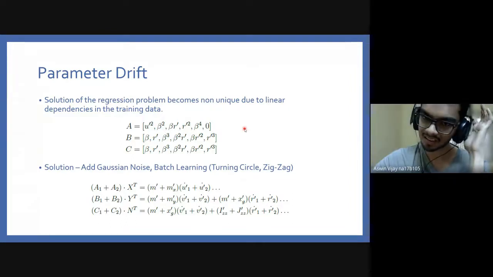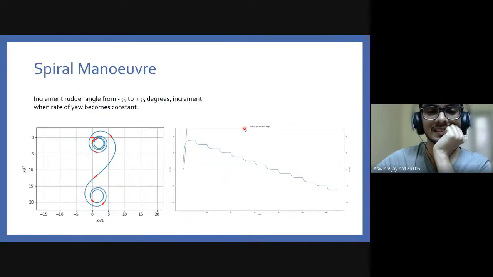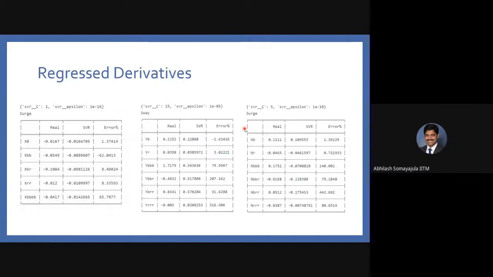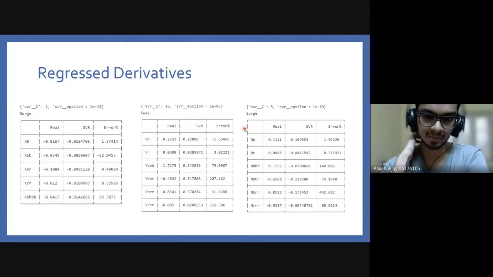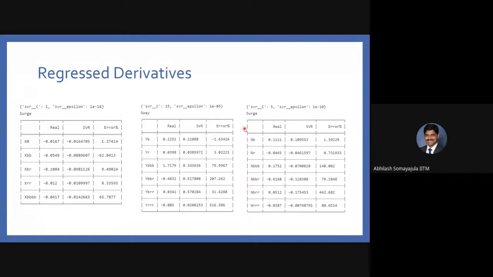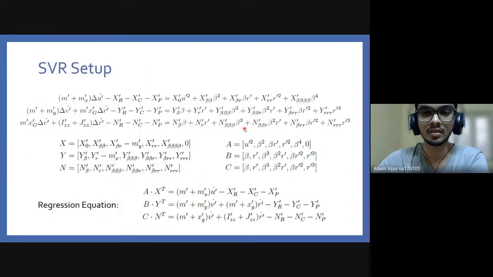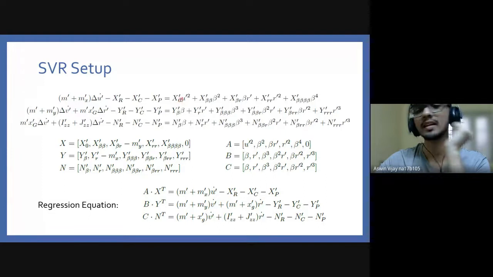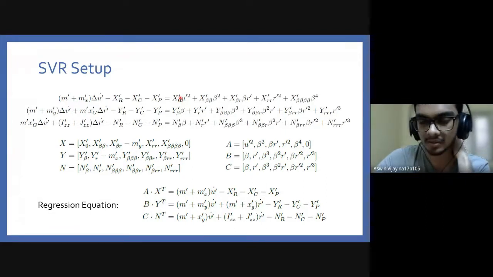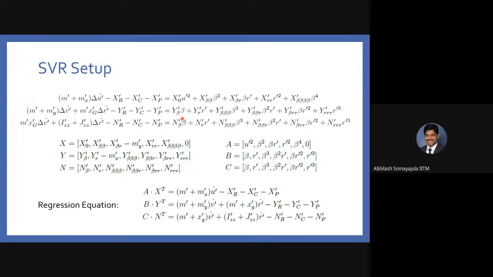What I think is that because beta and r are related so highly, it's going to be very difficult to separate them out. Suppose we try a maneuver in which there is no beta. Suppose you say beta is 0, what happens to the equation is all of these terms will be 0. Then I think the only option is to just go straight. No, I'm talking about a pure yaw maneuver.